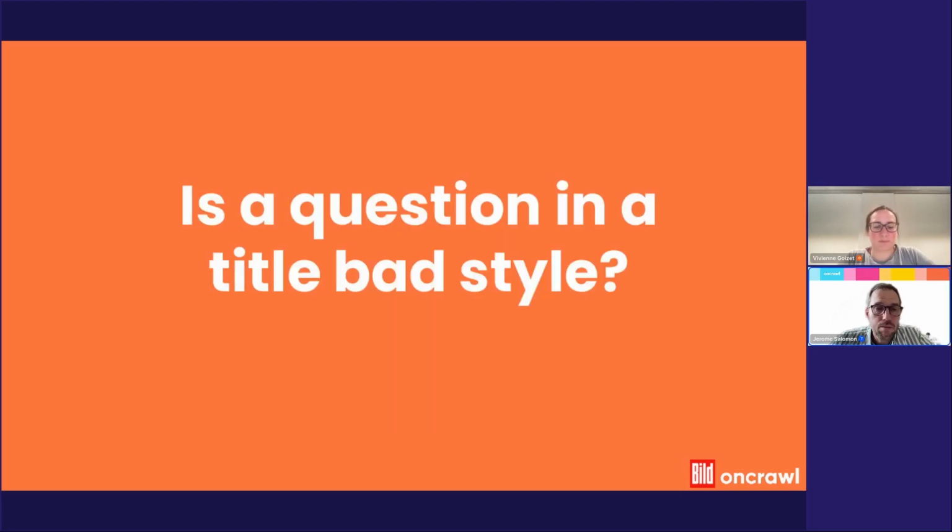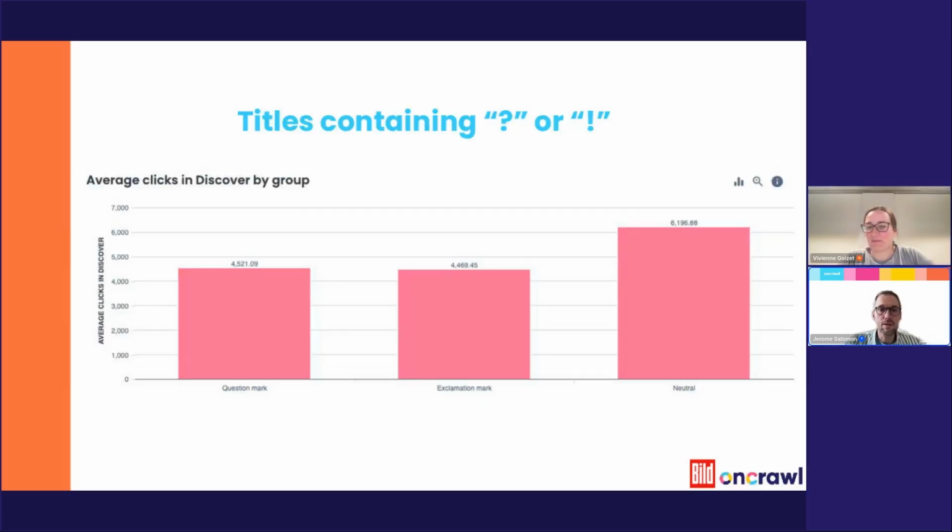And then the next question is about the title as well. So, bad style. What do you mean by bad style? A lot of journalists think it's a bad style to have a question in the headline. So they ask me, is that also bad for SEO, or can I write a question in the SEO title? So how to answer this?